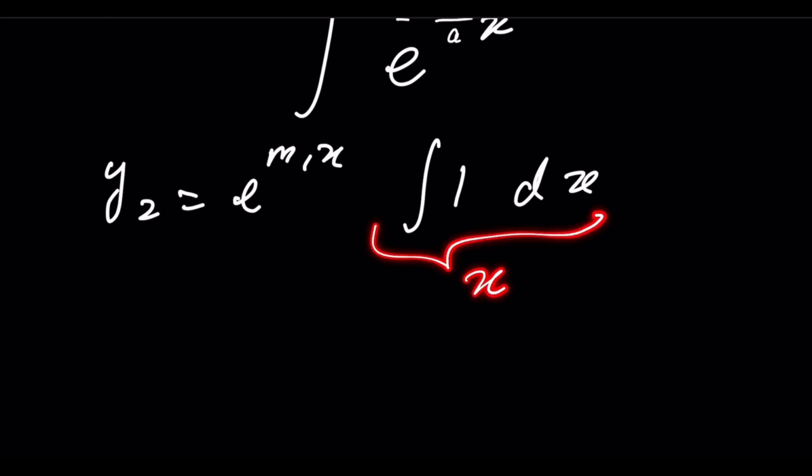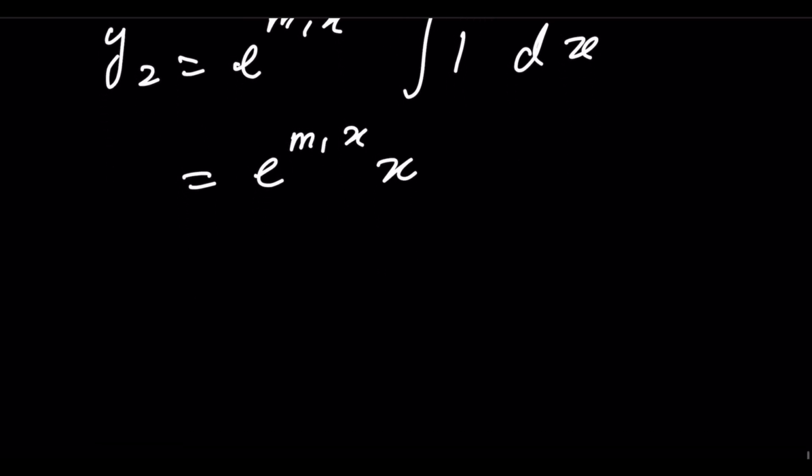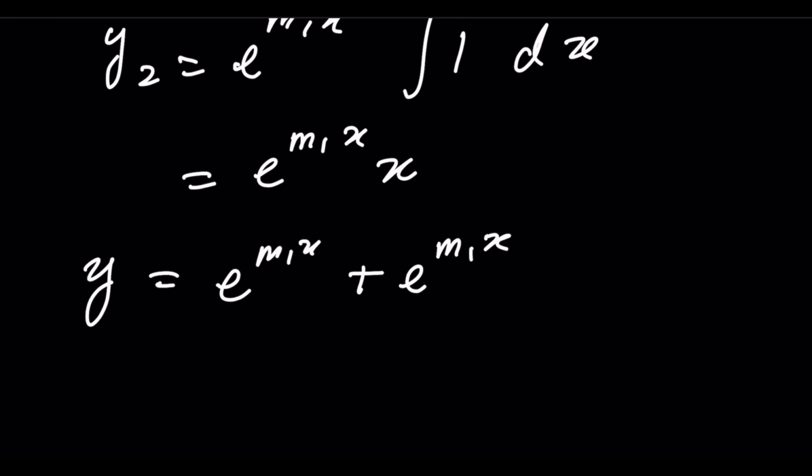The integration of 1 is going to be x. So the second solution is going to be e power m1x times x. Thus, at the end of the day, we are getting the general solution of the second case, that is equal to c1 e power m1x plus c2 e power m1x times x, with constants c1 and c2.